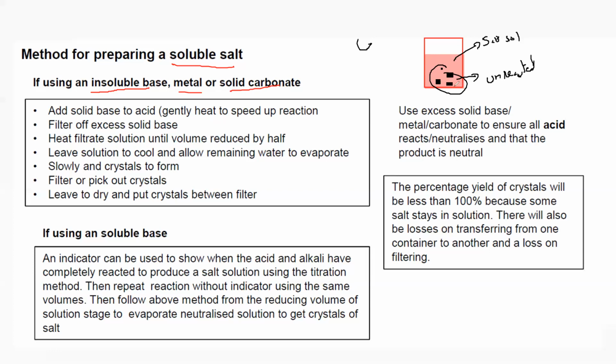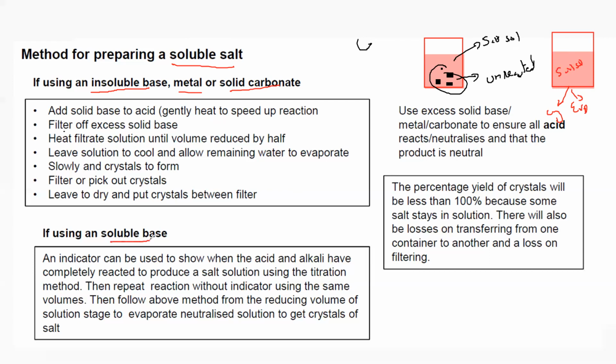Then how do we remove the insoluble or unreacted solid? We can filter it off. When we filter it off, we are left with the salt solution. Then there are two ways to extract the salt from the solution: one is crystallization, another is evaporation. You can carry out either one after removing the unreacted metal oxide, metal carbonate, or metal.